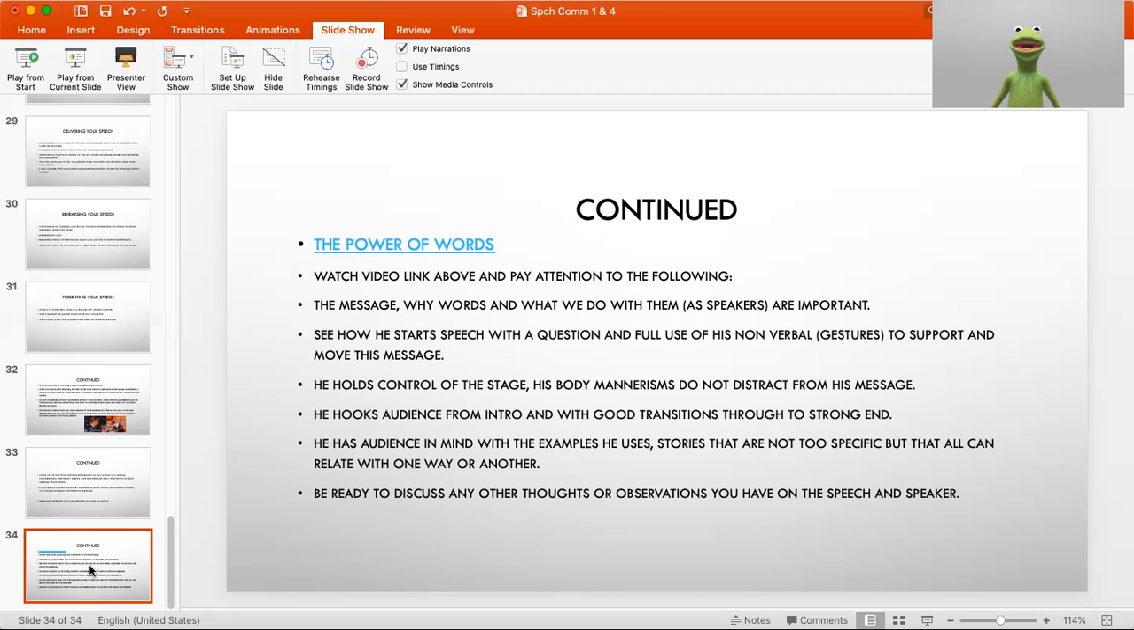And he hooks the audience from the intro, has great transitions that go through, and he ends with a good, strong ending. He has his audience in mind, so you'll notice he uses examples and stories that are not so specific that you might not be able to relate to them, so it allows you to say, yeah, I could see that, or I can relate to that.